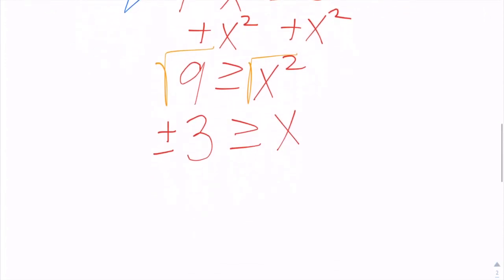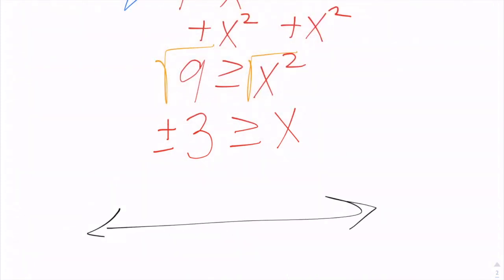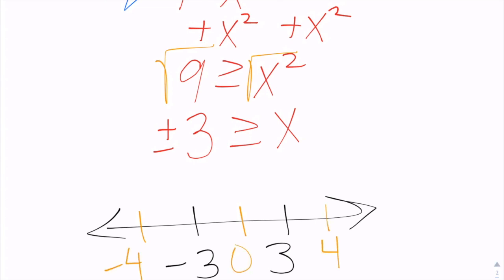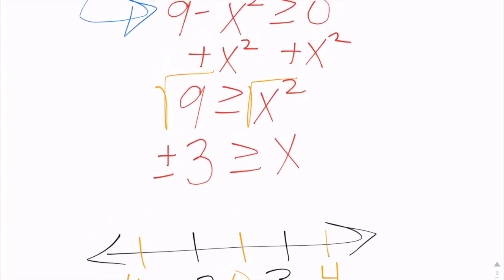From here, just to double check everything, we want to create a number line again. And we're going to put negative 3 and 3 on it. And from here, we're going to pick a value less than negative 3, between them, and greater than 3. So I'm going to say negative 4, 0, and 4. And we want to check those values and see, do they hold true to make our radicand greater than or equal to 0? If we take negative 4 and substitute in for x, negative 4 squared is 16, and 9 minus 16 is negative, which is not greater than 0. So this does not work.